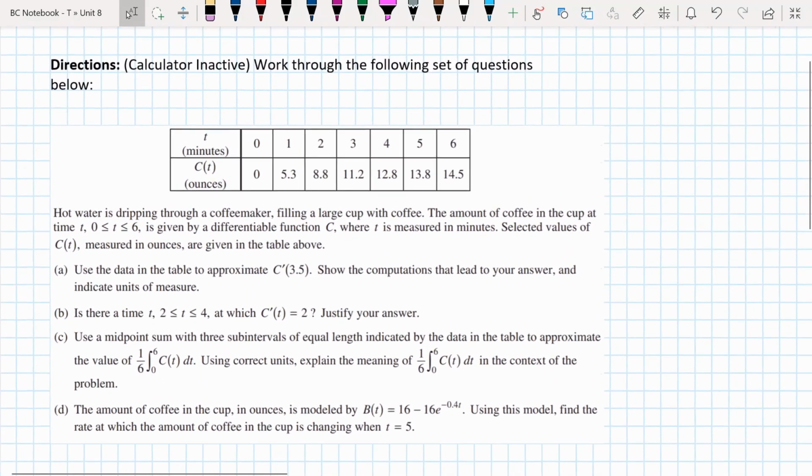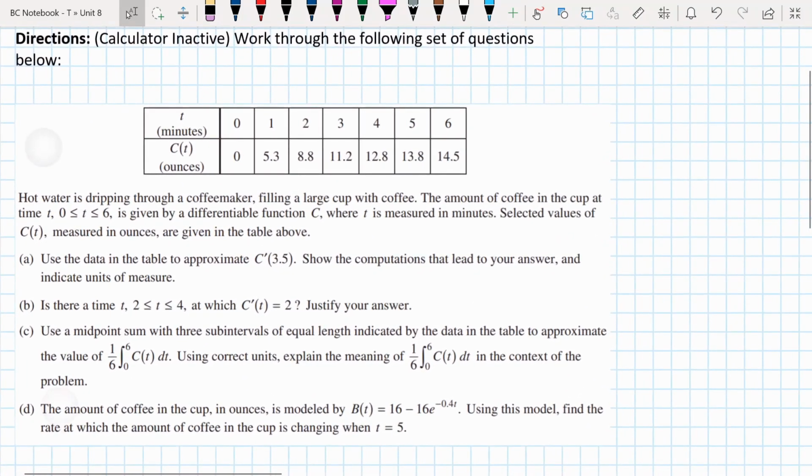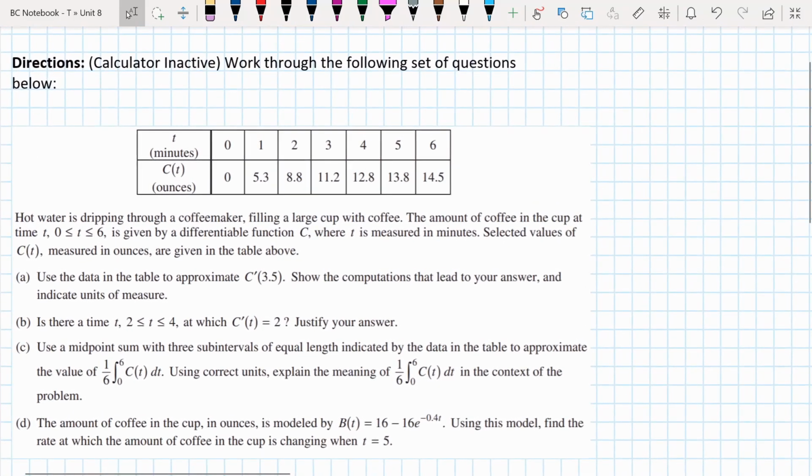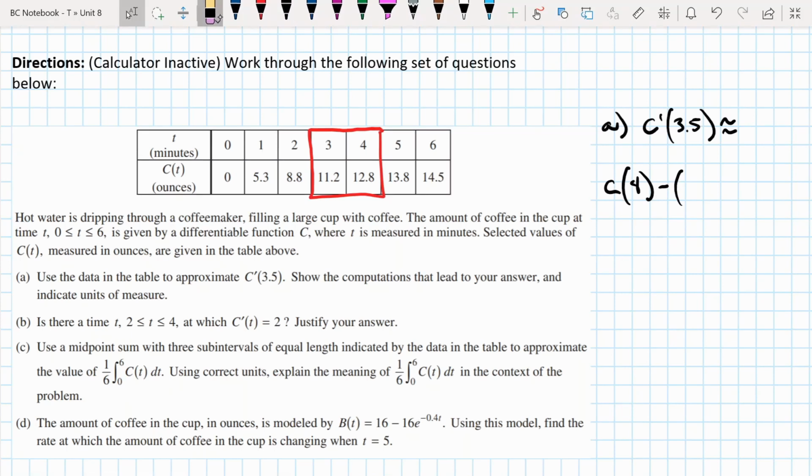So we're going to start with using this table to approximate the value of the derivative of C at 3.5. The way we're going to do that is we're just going to look at this table here. It's pretty straightforward, and 3.5 is right in the middle of these two t values. So for letter A, we're going to say that the value of the derivative at 3.5 is approximately equal to the slope of our function in between 3 and 4.